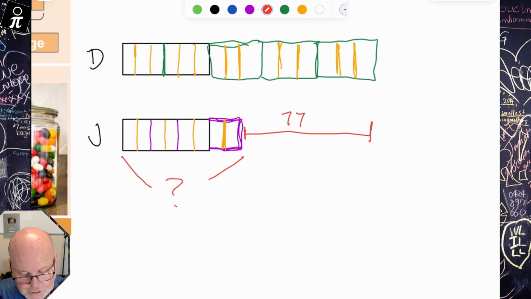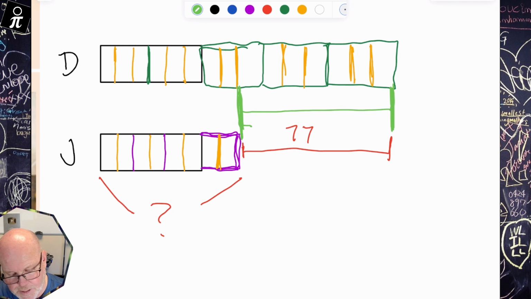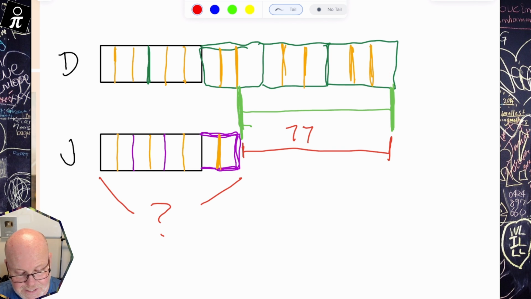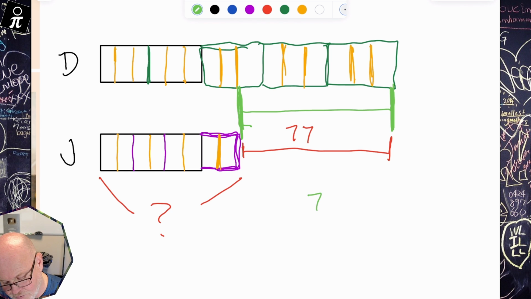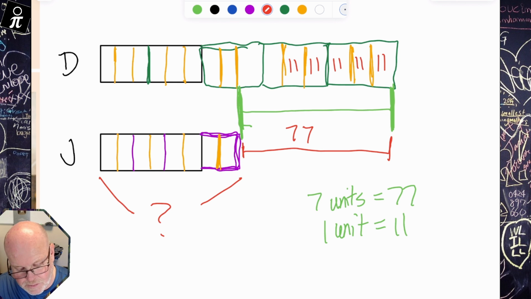Well, the cool thing is we can see, let's do it in this green, these from here over to here. So how many units is that? 1, 2, 3, 4, 5, 6, 7. So these 7 units represent 77. So 7 units is equal to 77. So 1 unit is equal to 11. So inside each of these tiny little units is 11 jelly beans.